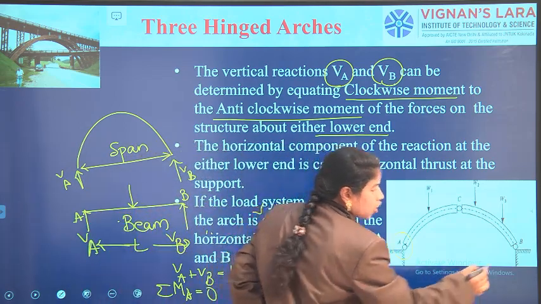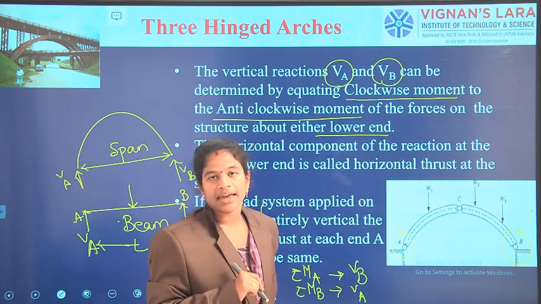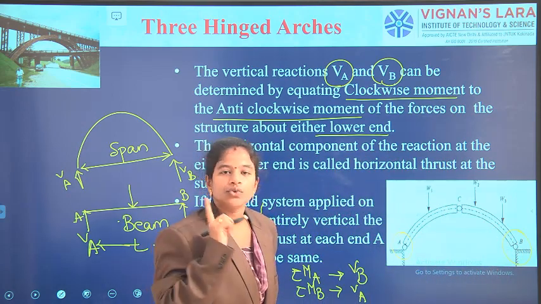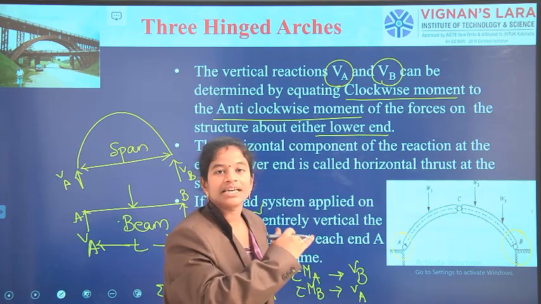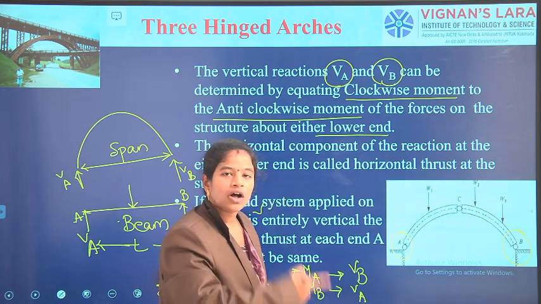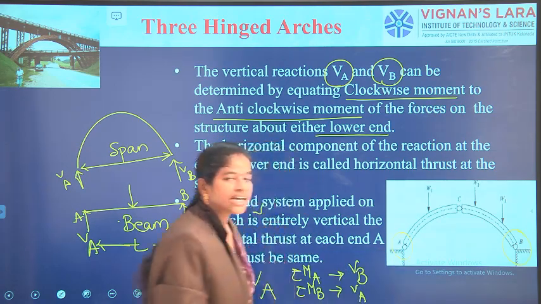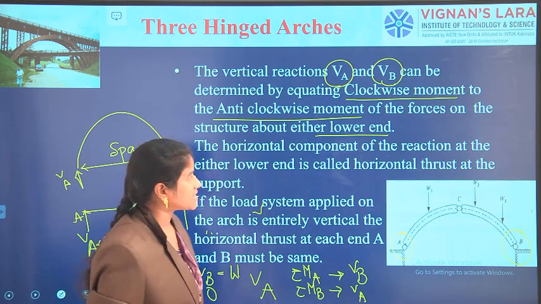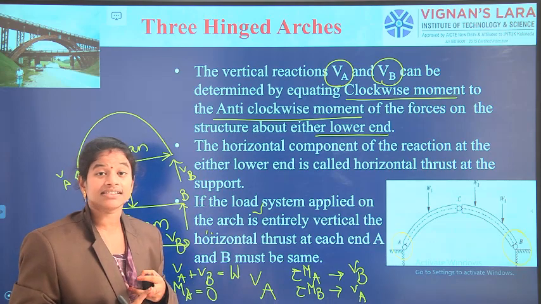About A or about B, we need to write sigma MA or sigma MB. Using that, the sum of all the clockwise moments about A is equal to the sum of all the anti-clockwise moments about A. Using that condition, we can get support reactions. That is the vertical support reaction only. But I am having horizontal thrust, right?